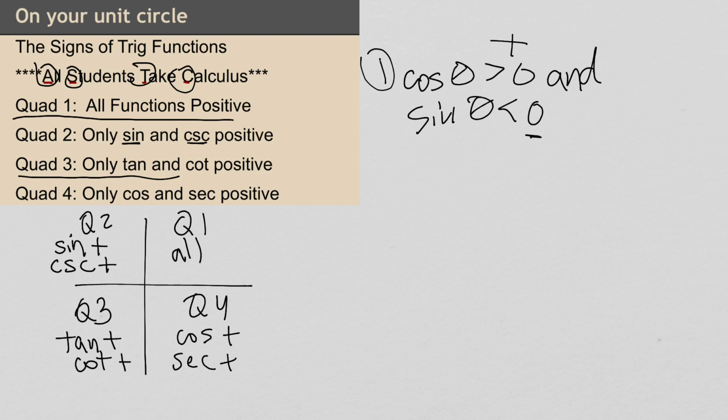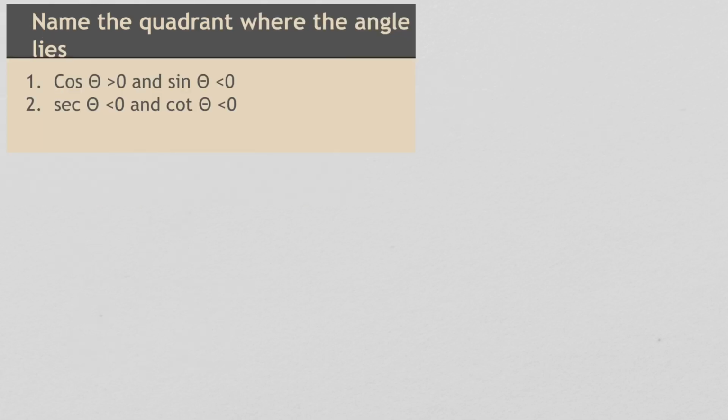So you're basically looking for the quadrant where cosine is positive. So the only possible answer there is quadrant 4, correct? Because that's the only quadrant where cosine is positive, and everything else in quadrant 4 is negative, which is that sine piece there. All right, let's take a look at number 2.